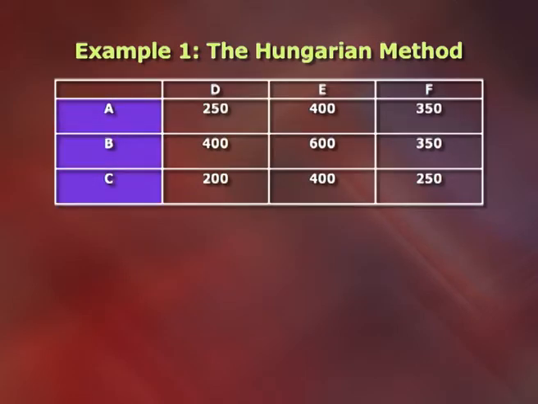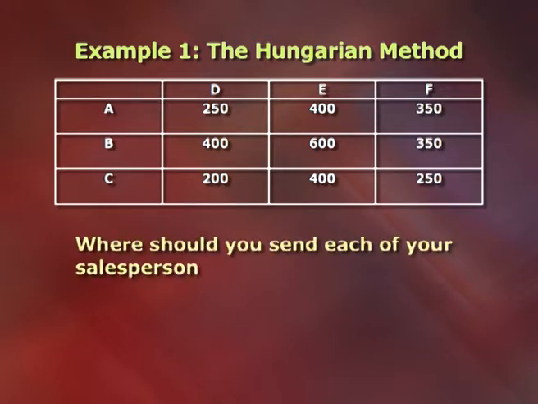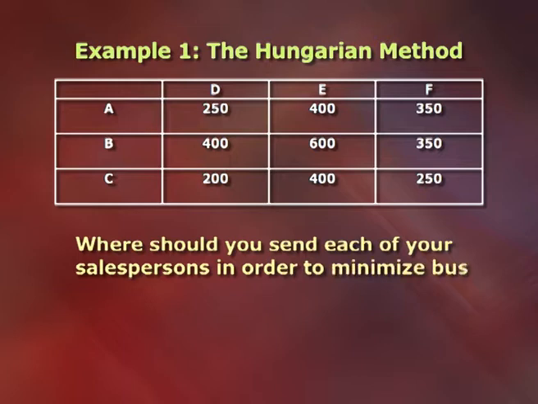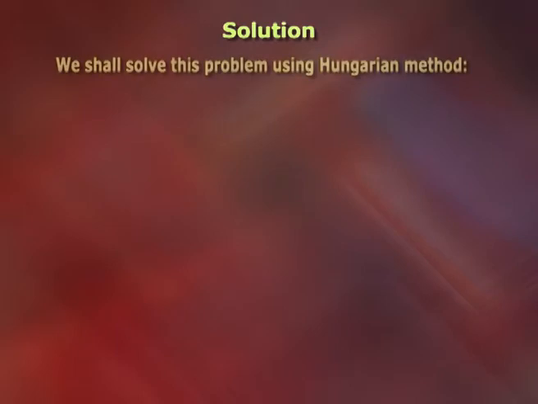A, B, C are the places where they are situated. D, E and F are the cities where they have to transfer. 250 denotes the cost of transportation from A to D. 400 is the cost of transportation from A to E, and so on. The whole cost matrix is given to you. The question is, where should you send each of your salespersons in order to minimize bus ticket fare? Solution. We shall solve this problem using the Hungarian method.